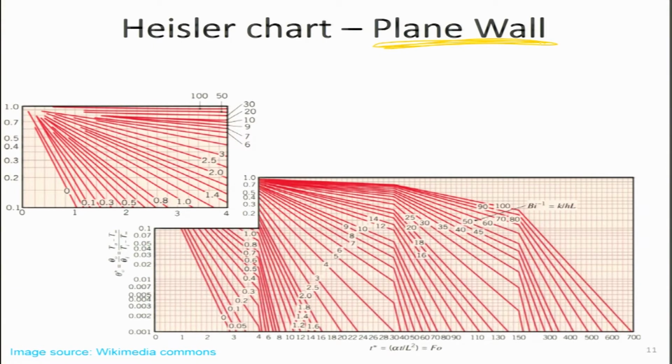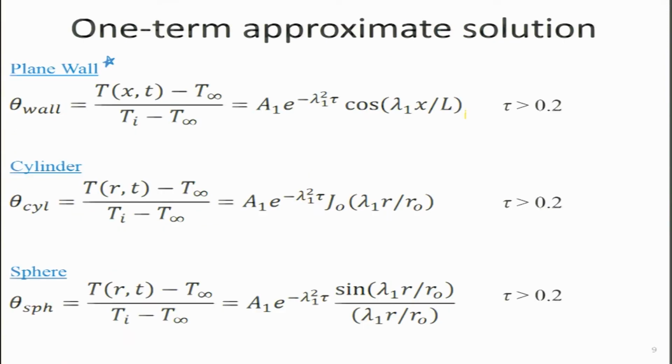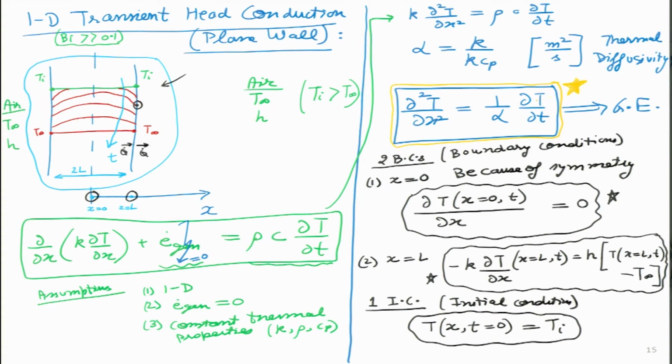So in fact, we will solve this particular problem 3 times, first numerically, second with the Heisler chart over here, and third one with this particular one term approximate solution, that how will we get the value of temperature as a function of time. So ultimately what we are trying to calculate finally is we want to solve this governing equation, because ultimately I want to find out T(x, t). So this is something I want to find out. This is my objective function.